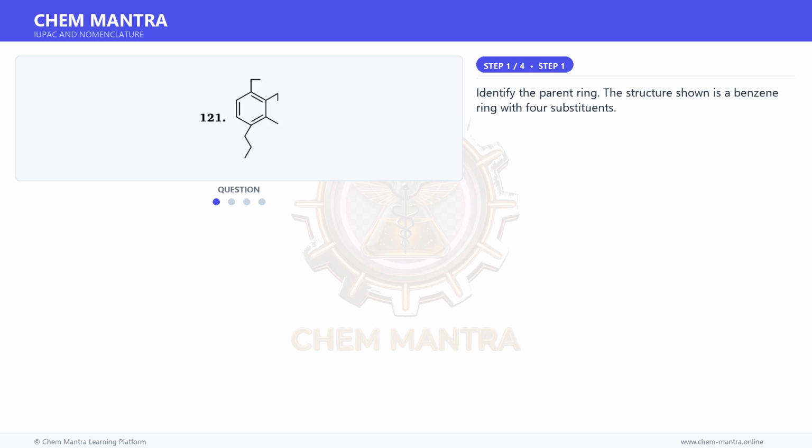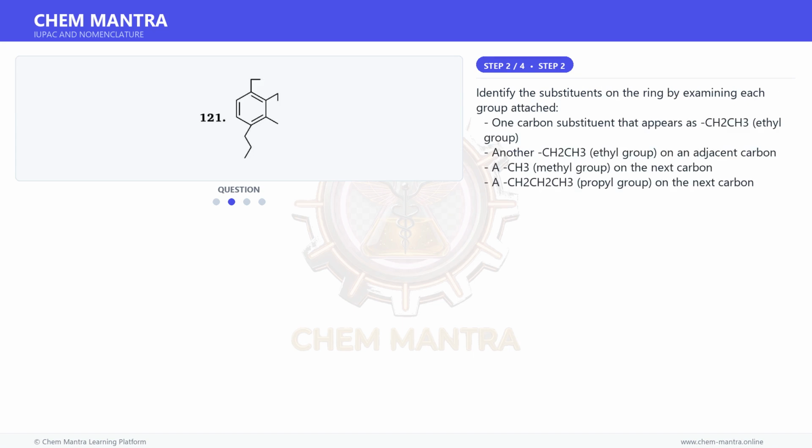Identify the parent ring. The structure shown is a benzene ring with 4 substituents. Moving on to the next step. Identify the substituents on the ring by examining each group attached.